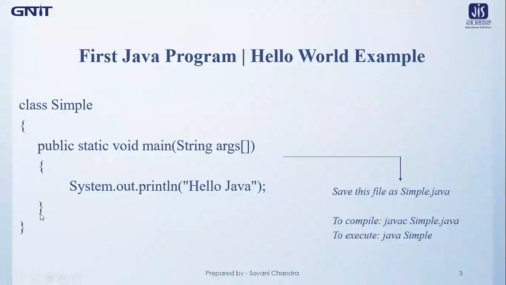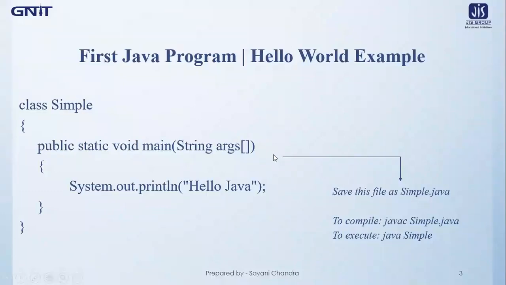So now this main method brace has ended, and here the class brace has ended. So this completes a simple program that will give you hello Java as output. Now let's see how to save this file. To save this file, you have to give the name simple. Why? Because main is the method that is inside the simple class. That's why we are naming the file after the main class.